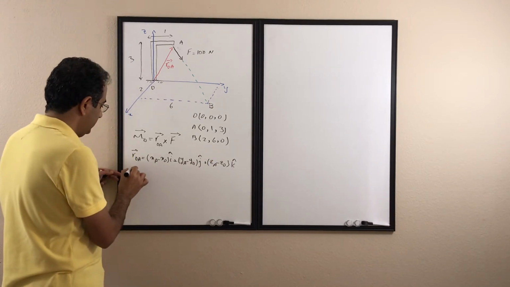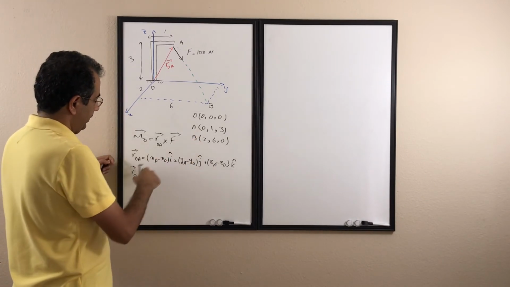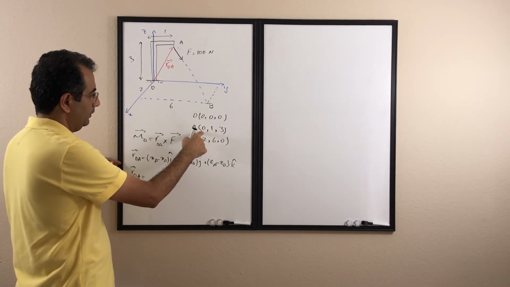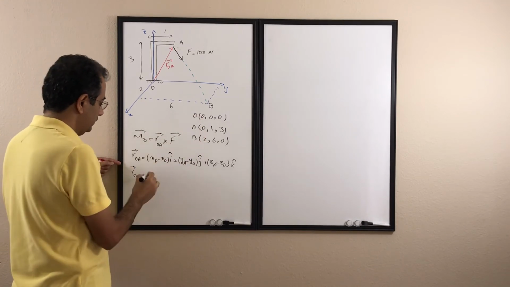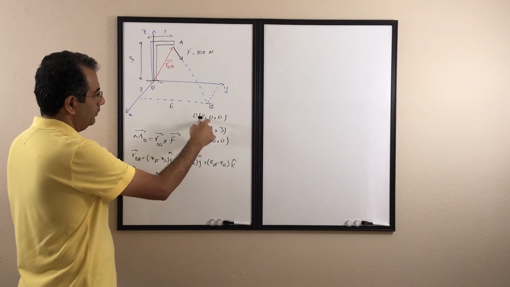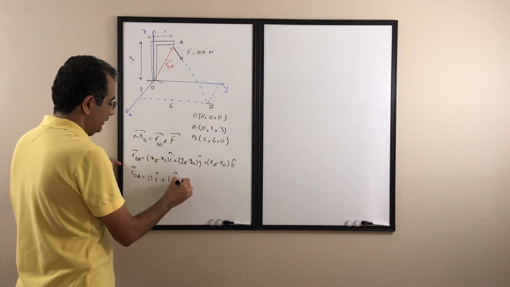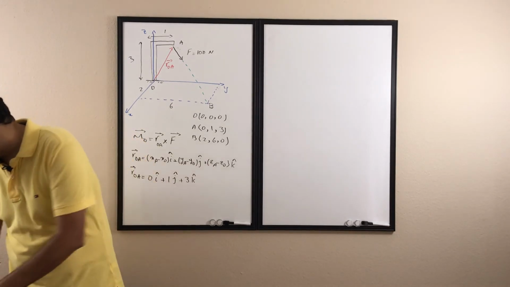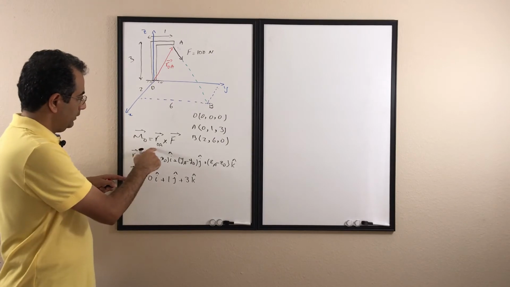If I put them there, for O all of them are 0. So XA minus XO is 0 minus 0, which is 0I, plus 1 minus 0 is 1J, and 3 minus 0 is 3K. So this is the vector I have for OA. That is my position vector, so I found it.